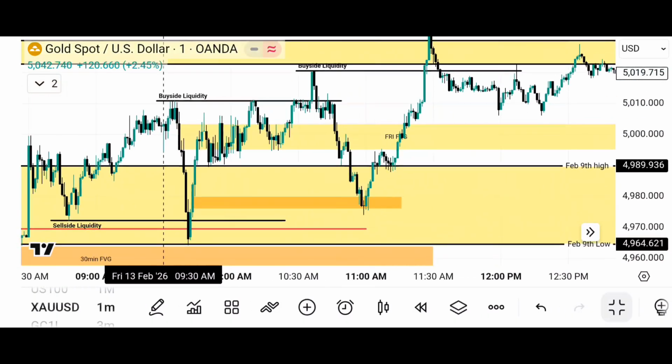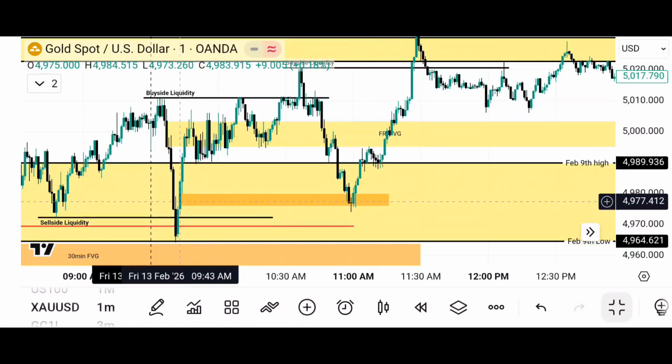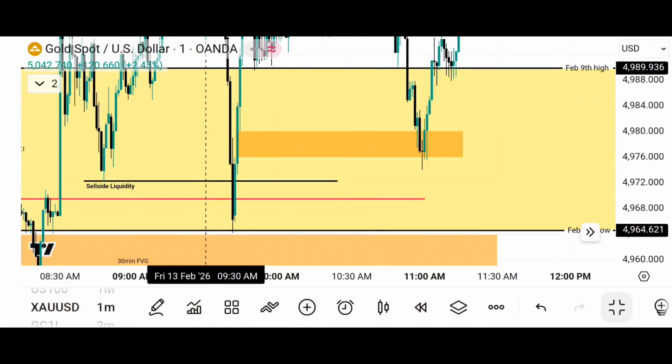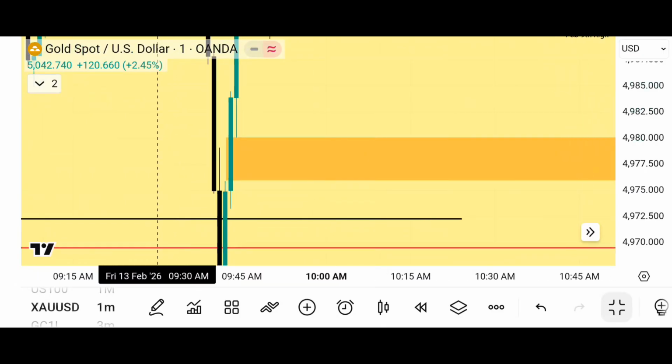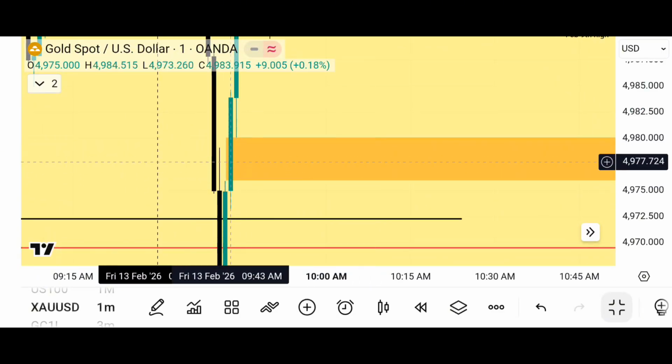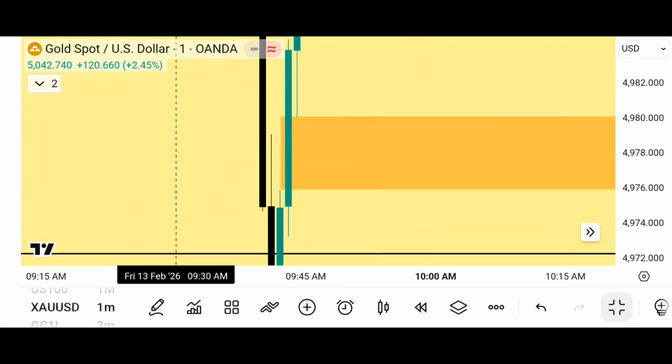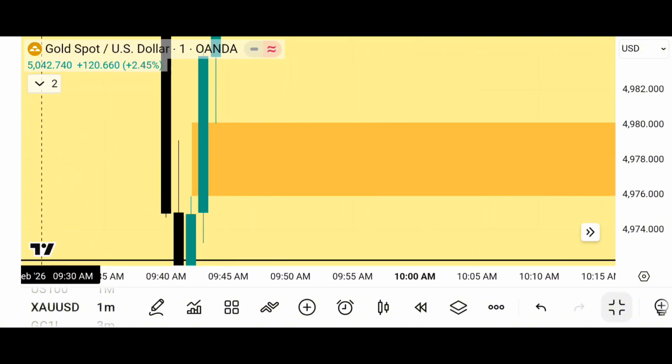Meanwhile, leaving a fair value gap open, a pocket open below price at a discount to this. There's a fair value gap.